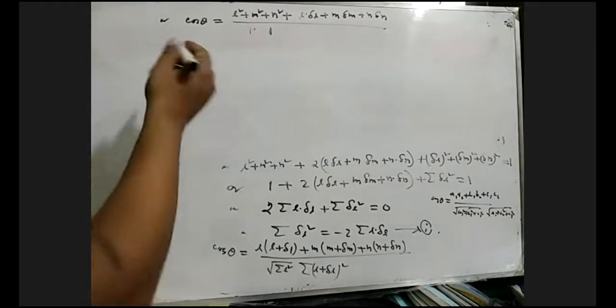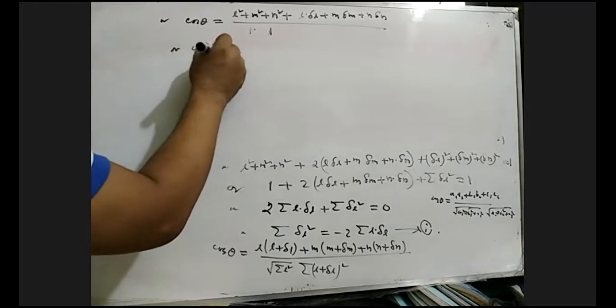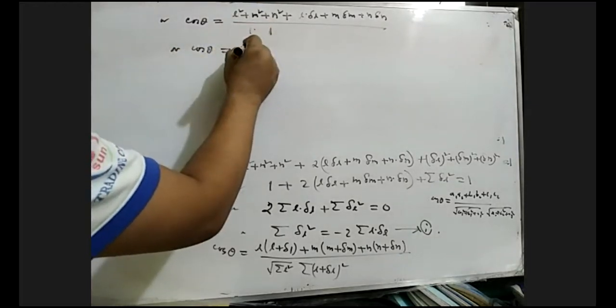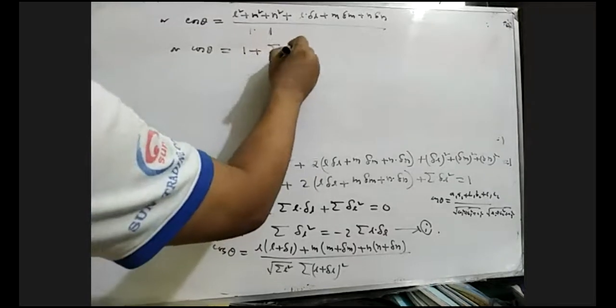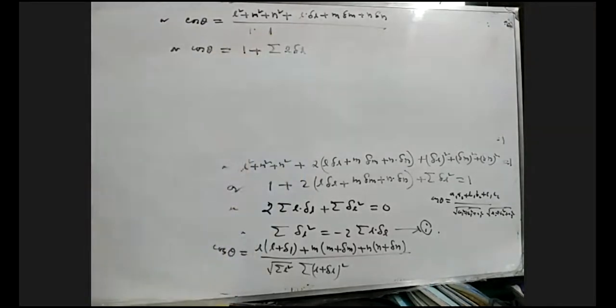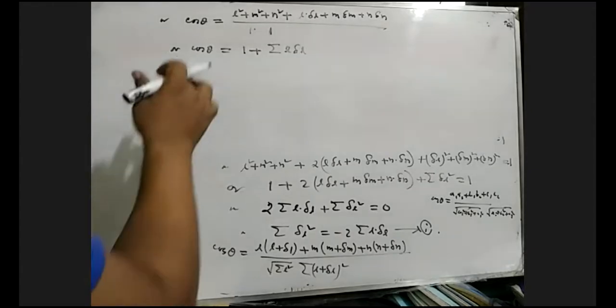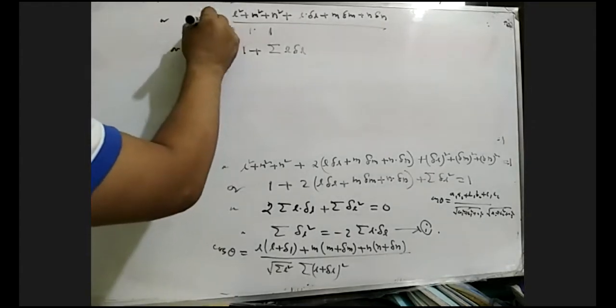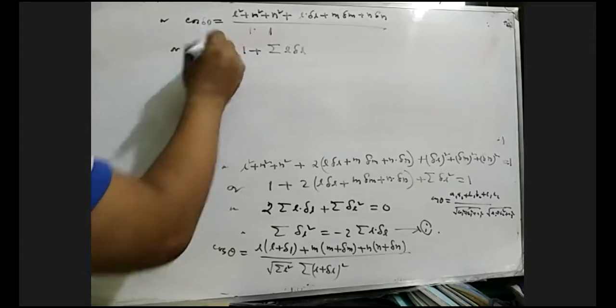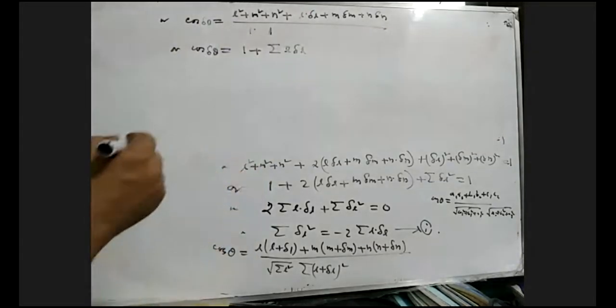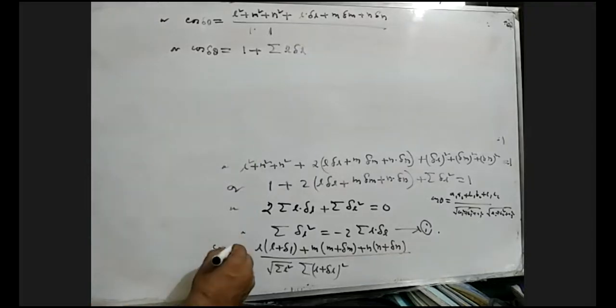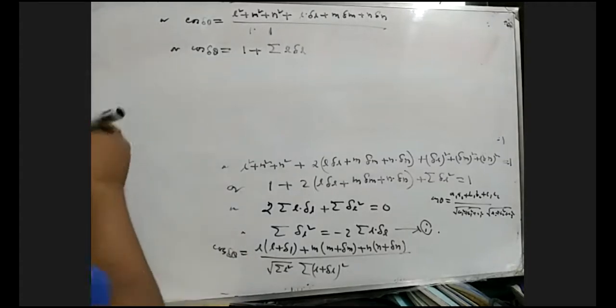So cos theta equals what? L square plus M square plus N square will be 1. So summation L del L, same words, summation L del L. So this is actually cos del theta. Remember it. Cos del theta. This is the given angle. So this is the del theta.